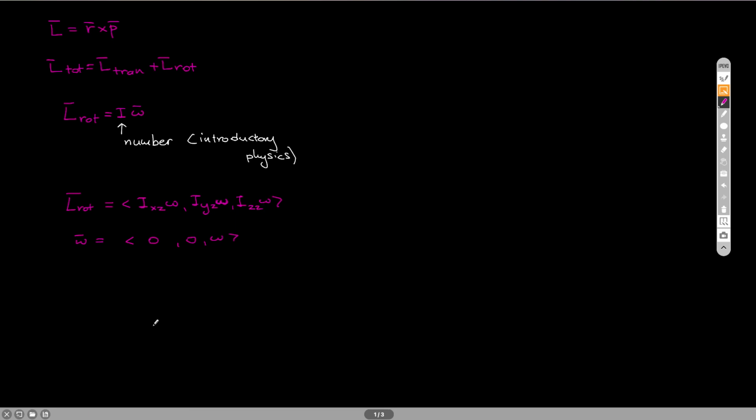What this means is that if this is your angular velocity, then your rotational angular momentum will point in a different direction. It will not point only in the z direction. So the L rotational does form an angle with the angular velocity, which is not the same as what we were saying in introductory physics. As I said, in introductory physics, we said that the moment of inertia is a number. This is not really true.